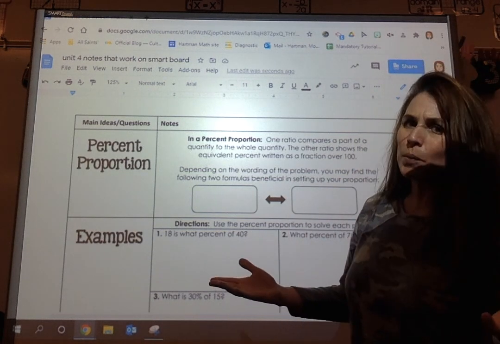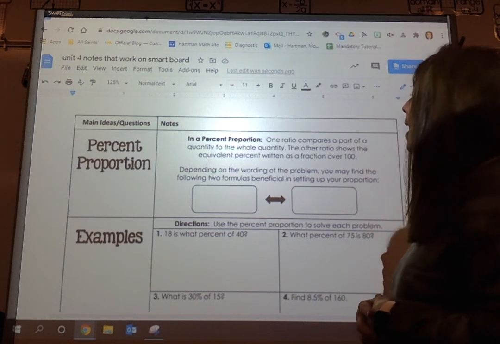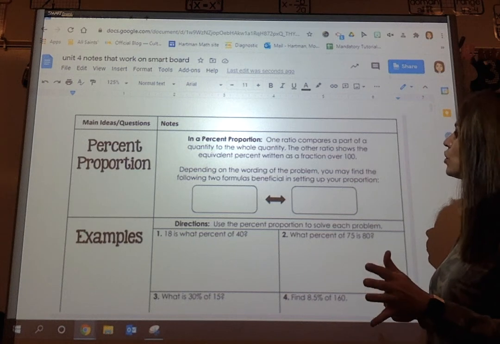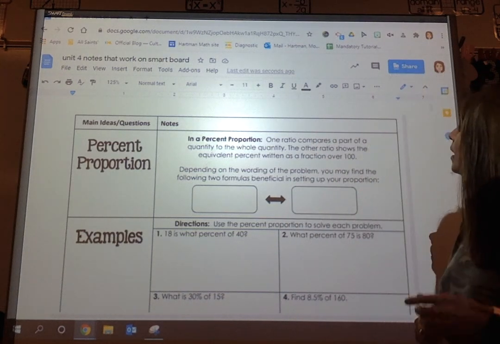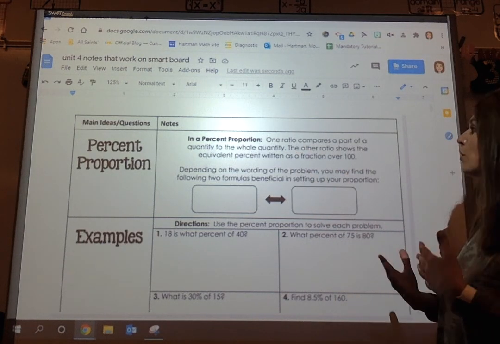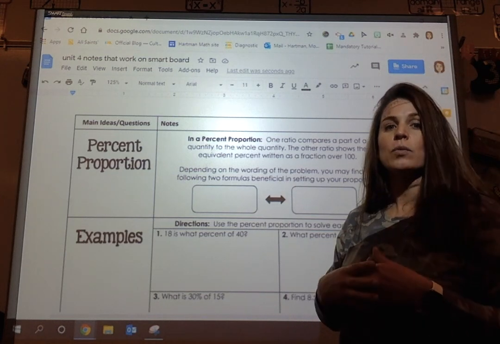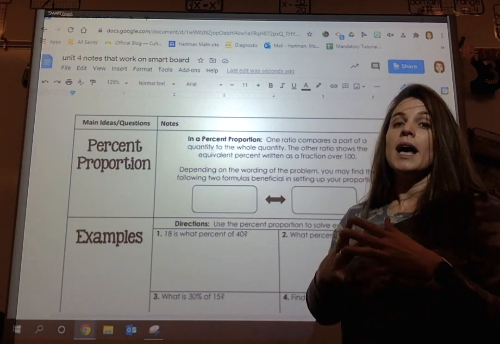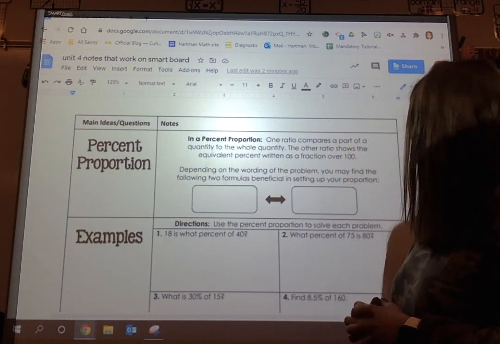So we've been working with proportions, so it kind of falls into the proportion context. In a percent proportion, one ratio, and we know a ratio compares two numbers, compares a part of a quantity to the whole quantity. And the other ratio shows the equivalent percent written as a fraction over 100, because we know in 100% that 100 is that final max percent that you can have.